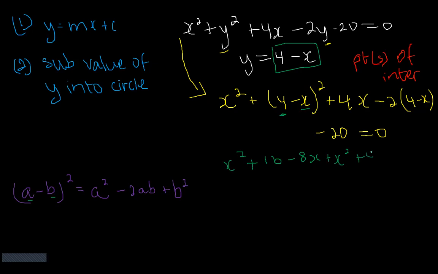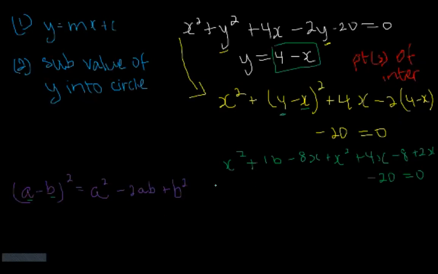And you continue that for x. Distributive law. Minus 2 times 4, that's minus 8. Minus 2 times minus x. A minus and a minus is a plus, so that's plus 2x. Minus 20 is equal to 0.